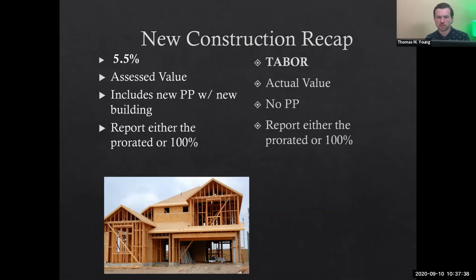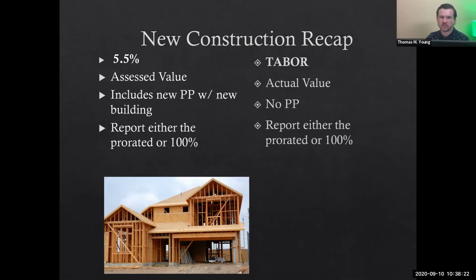It includes new personal property if it is associated with a new building. So if a new commercial building is going up and there's personal property associated with that building, there are instances where that can be captured as value in new construction. That new construction might take more than 1 year to finish. And so the assessor's office can report either the prorated amount each year or 100% of the value of the improvement when it's actually finished.